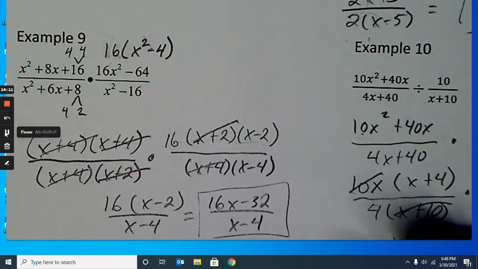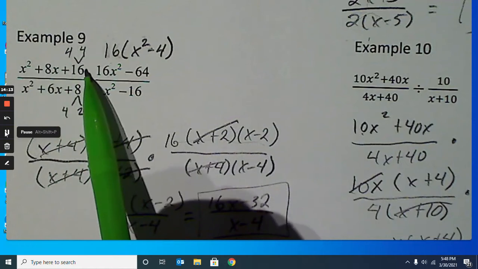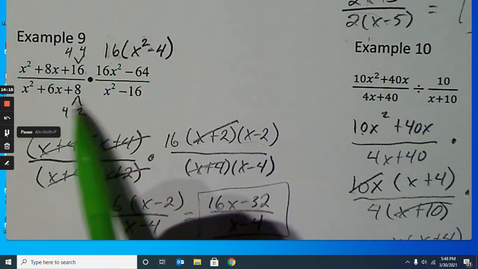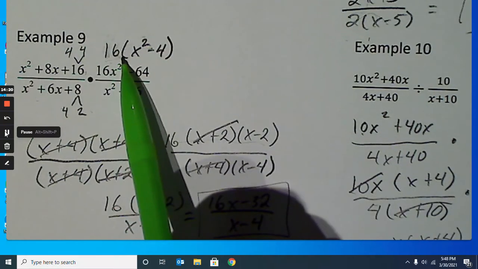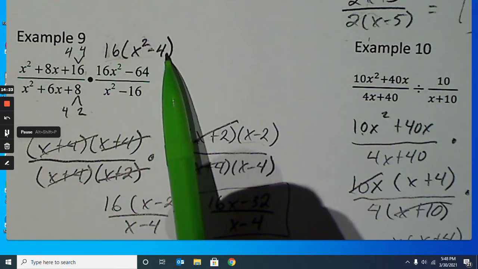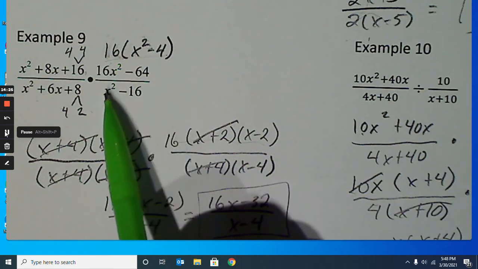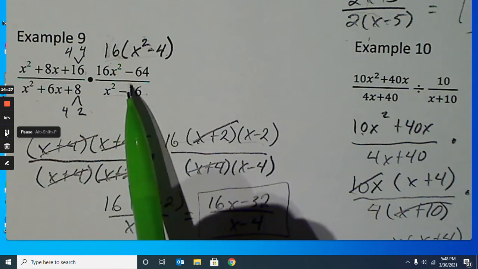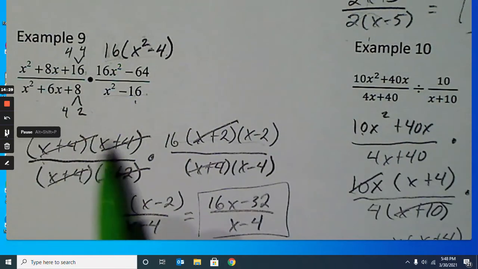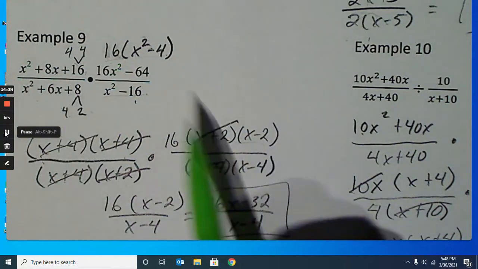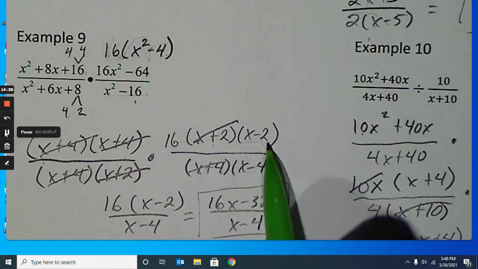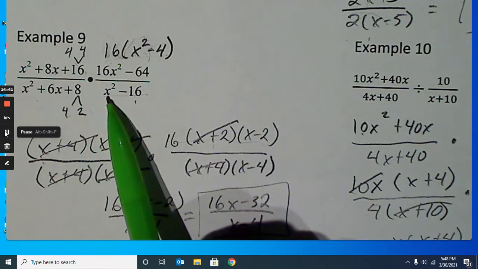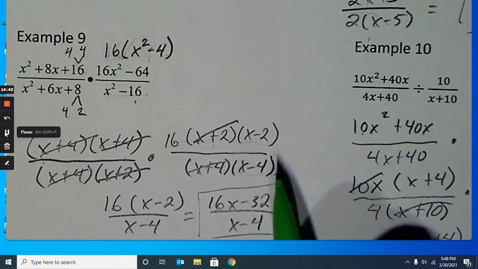All right, here's example 9. Again, 4 and 4 gives me 16. It also gives me 8. 4 and 2 gives me 8 and 6 in the middle. Here, I have a GCF of 16, which means it gives me x squared minus 4 if I do that. This gives me difference of squares, which is going to be 4 and 4. So 4 and 4 from this one right here. 4 and 2 from this one right here. This is difference of squares, square root. So it gives me x plus 2, x minus 2. Difference of squares, which gives me x and 4. So x plus 4, x minus 4.